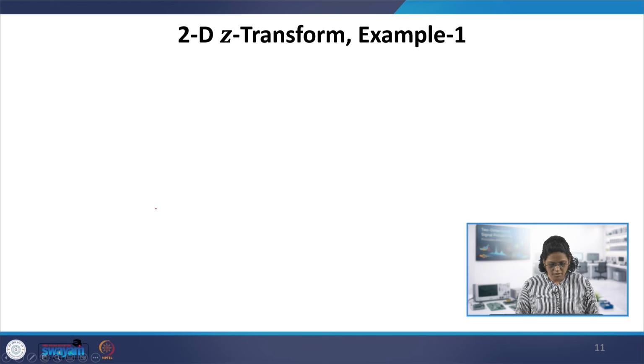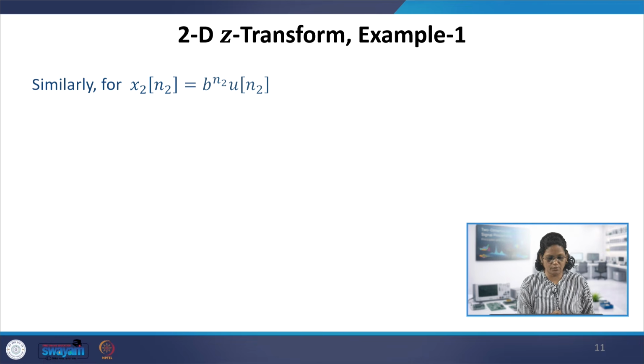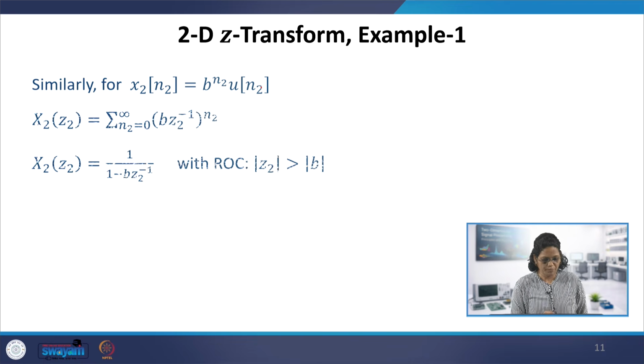Similarly, for the second part x2 of n2, which is b power n2 u of n2, we take the Z transform. This sequence again gives 1 by 1 minus b z2 power minus 1, and the ROC is again when the magnitude of b z2 power minus 1 is less than 1, only then can we get this closed form 1 by 1 minus b z2 power minus 1. So the ROC is the magnitude of z2 greater than b. So these are the two ROCs and the two Z transforms.